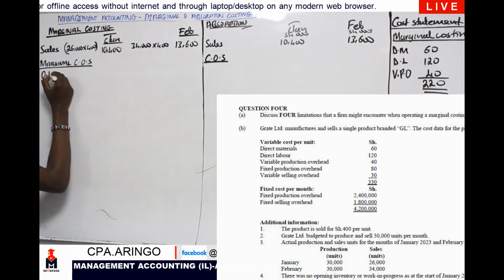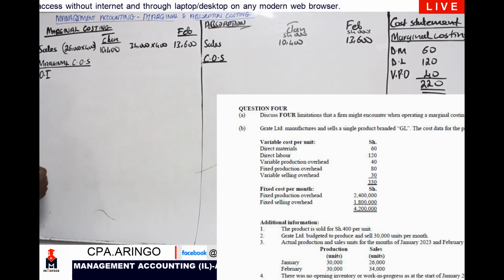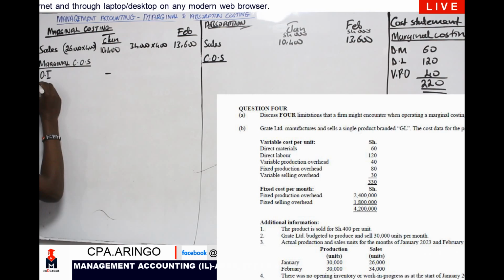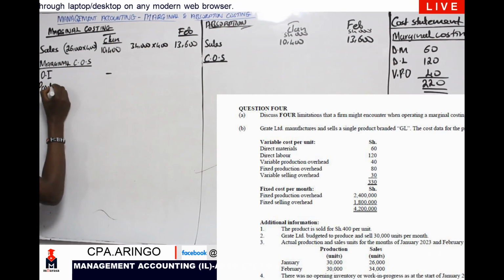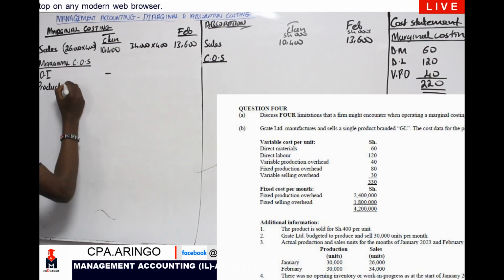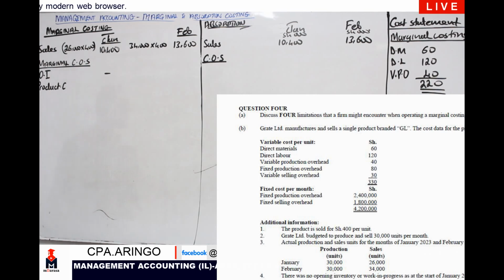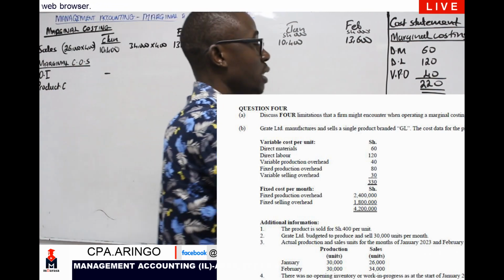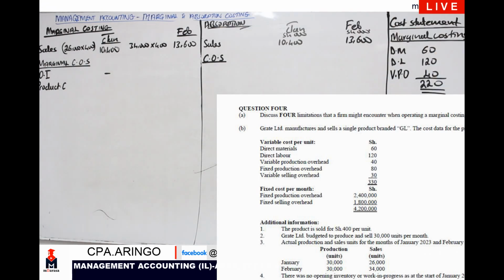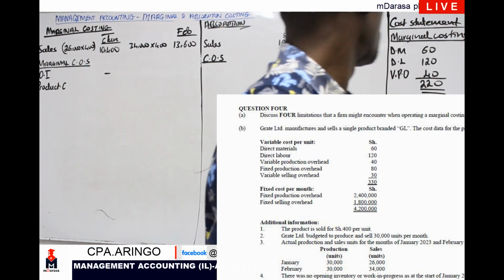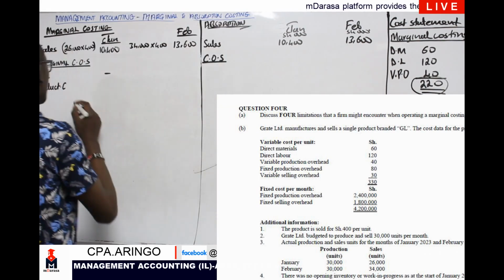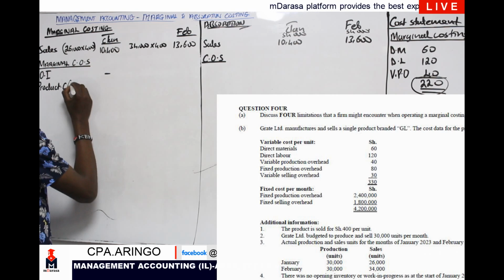Did you have any opening inventory in the month of January? We are told that we didn't have any. What about production cost? That is where we are going to take the items that we had computed in terms of our product cost. I'm going to take this item of ours, which was 220.